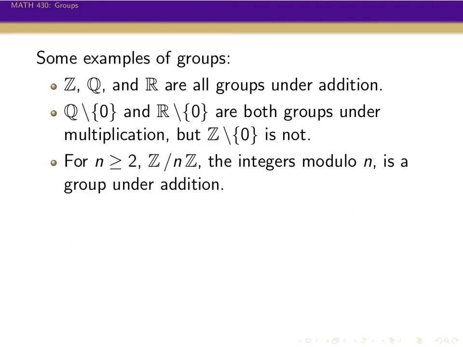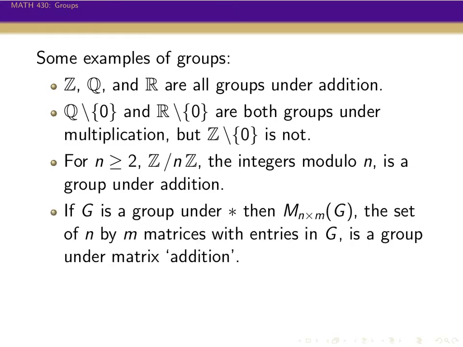Okay, so this is something we saw in the first video, right at the very end. If I take some n greater than 2 and I look at that set of the integers modulo n, that is going to be a group under addition. It's going to be very similar to the rules for addition we saw for the integers and the rational numbers and real numbers. So I'm not going to go through all the properties there.